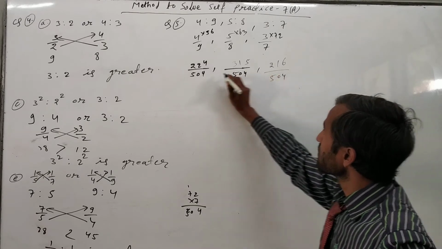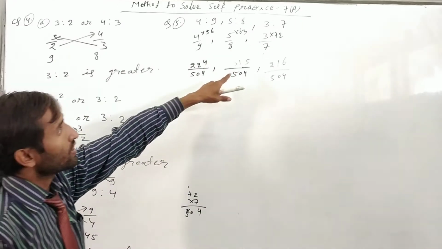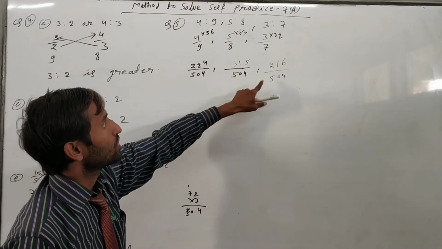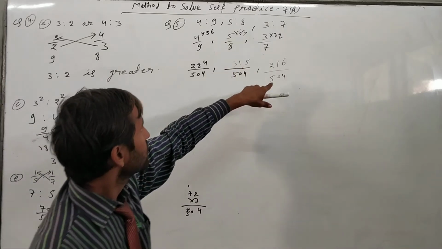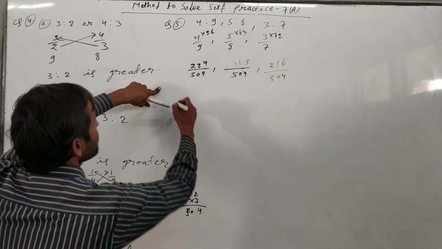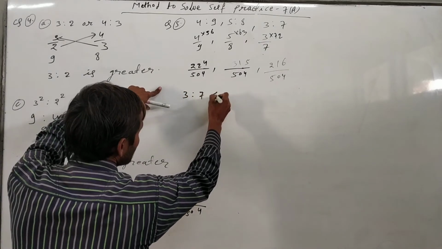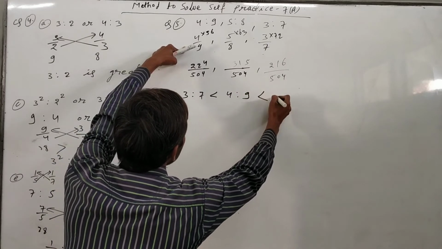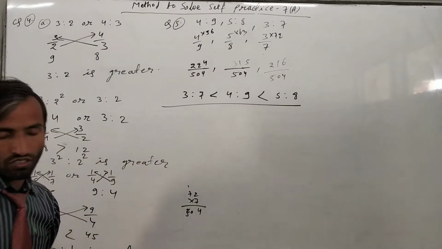Now you have to check which is greater and which is smaller. So here this one is greatest and this one is smallest. So here we have to arrange from least to greatest. It means first of all will come this one: 3 is to 7 is less than 4 is to 9 is less than 5 is to 8. This is the final order of the ratios.